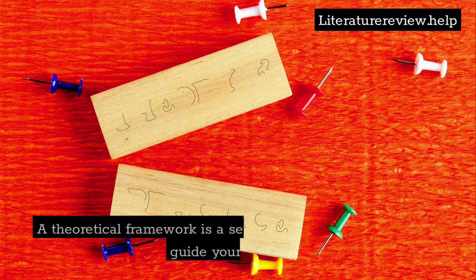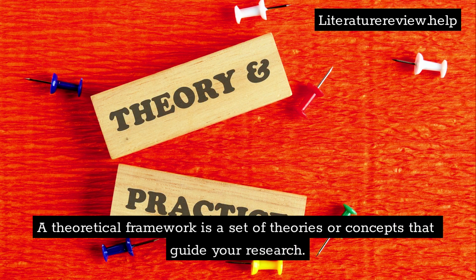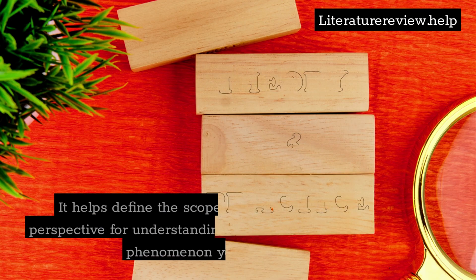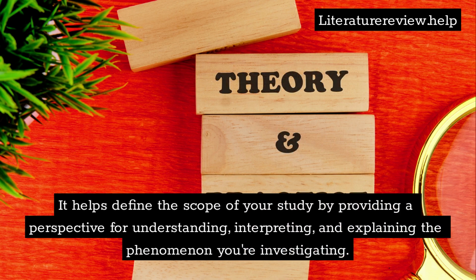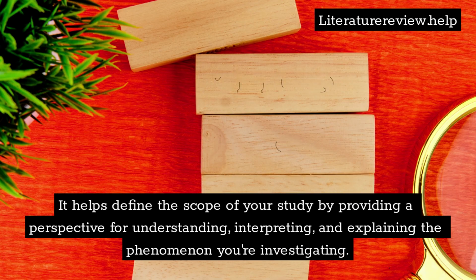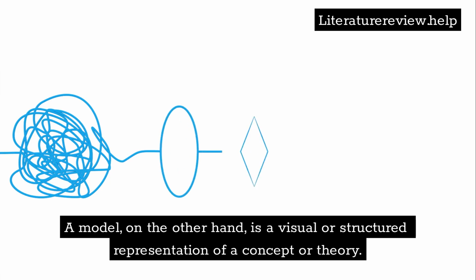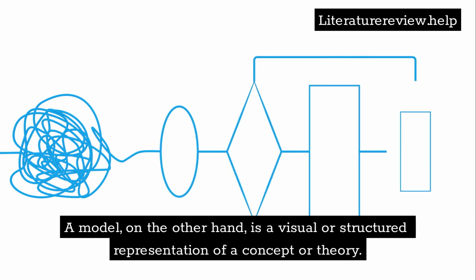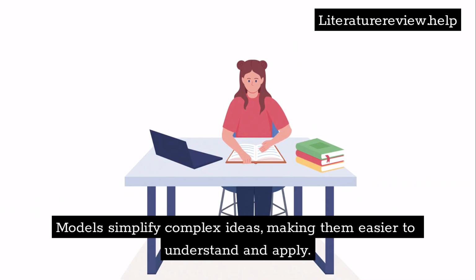A theoretical framework is a set of theories or concepts that guide your research. It helps define the scope of your study by providing a perspective for understanding, interpreting, and explaining the phenomenon you're investigating. A model, on the other hand, is a visual or structured representation of a concept or theory. Models simplify complex ideas, making them easier to understand and apply.